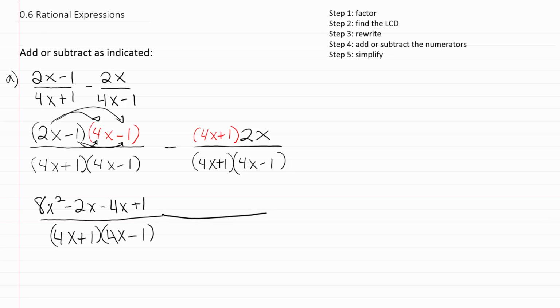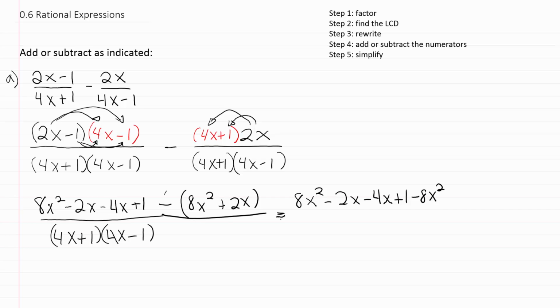Continuing that numerator, we're going to have a minus sign in front of the product here. 2x times 4x is going to give you 8x squared. Then we'll have 2x times a positive 1, which is plus 2x. Now I'm going to distribute in that negative sign to each term. So I will have 8x squared minus 2x minus 4x plus 1 minus 8x squared, because the negative here will distribute into negative 8x. And then negative times positive 2x is going to give you negative 2x.